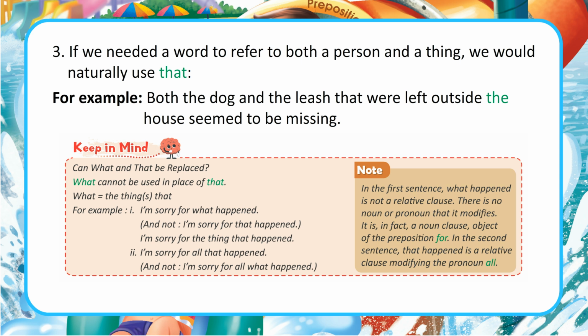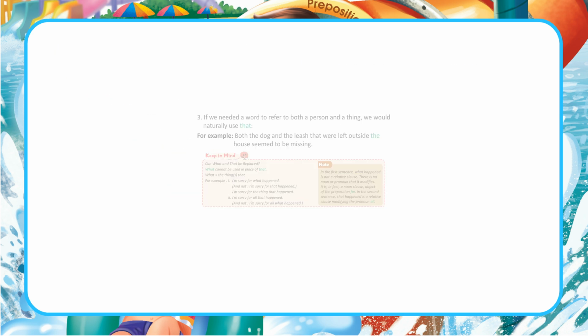Keep in mind, can what and that be replaced? What cannot be used in place of that. What equals the things that. For example, 1. I'm sorry for what happened, and not I'm sorry for that happened. I'm sorry for the thing that happened. 2. I'm sorry for all that happened, and not I'm sorry for all what happened. Note, in the first sentence, what happened is not a relative clause. There is no noun or pronoun that it modifies. It is, in fact, a noun clause, object of the preposition for. In the second sentence, that happened is a relative clause modifying the pronoun all.